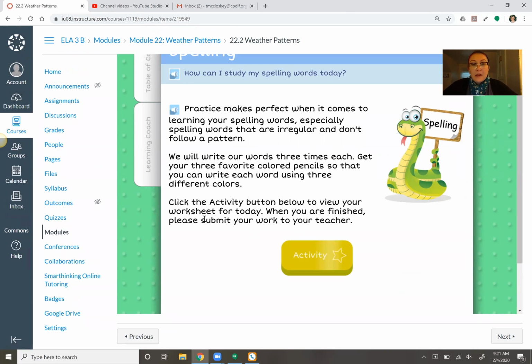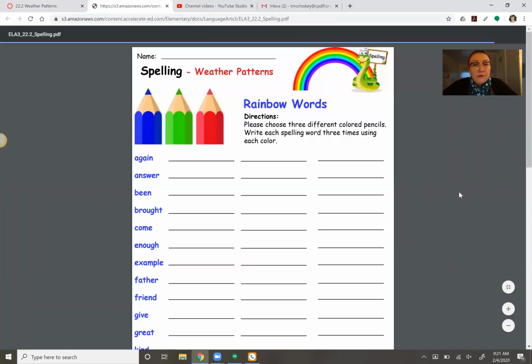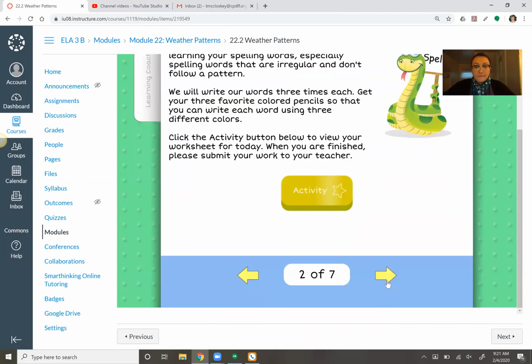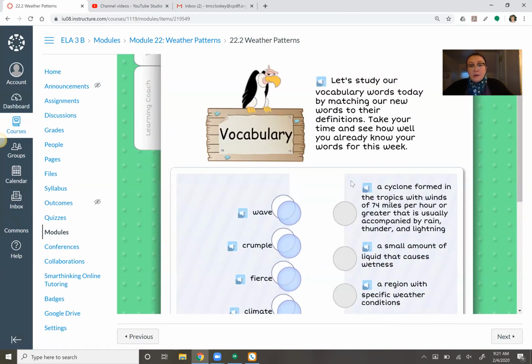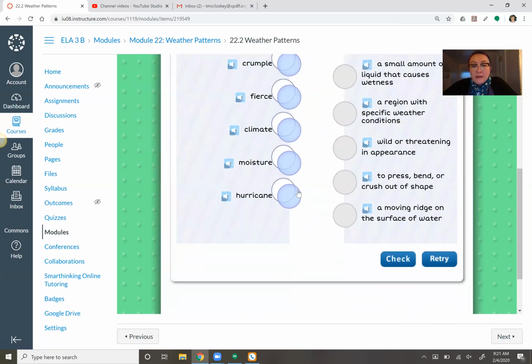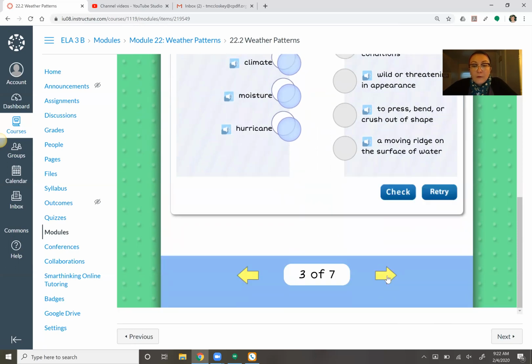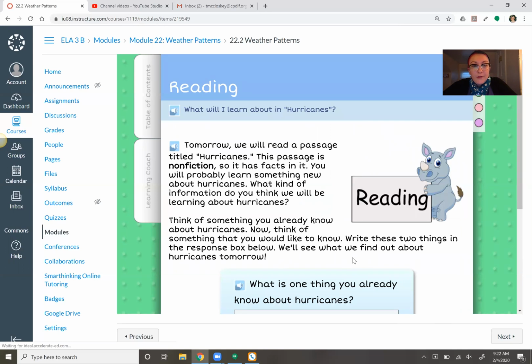So spelling, if you were exempted, you're good. If not, then you have an activity. You can either do the rainbow words or any other form of practice that you would like. I'm not collecting it. For vocabulary, again, if you were exempted, move on. If not, you can do the matching activity where you click and drag the word to the definition, or do whatever practice you would like. Super slow.